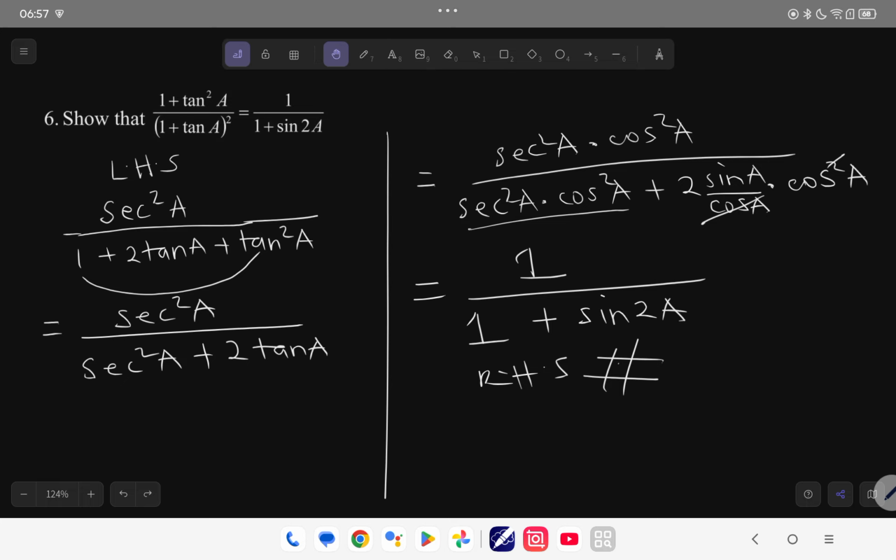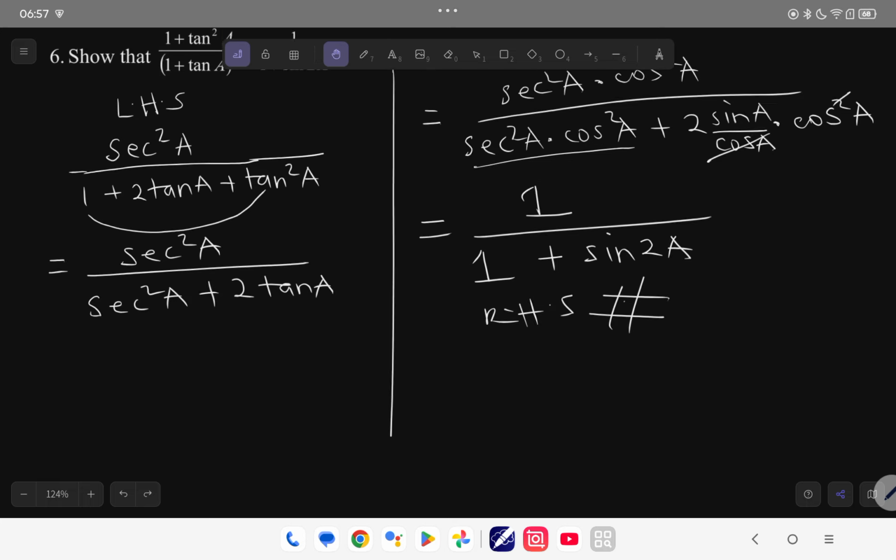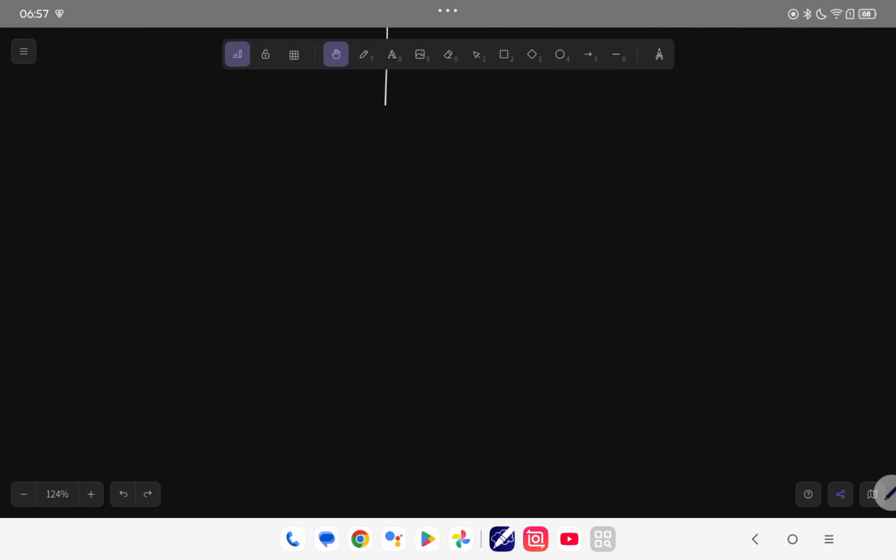Now question number 7. Question number 7 says show that tan squared of pi over 4 minus theta over 2 in brackets is 1 minus sin theta over 1 plus sin theta.